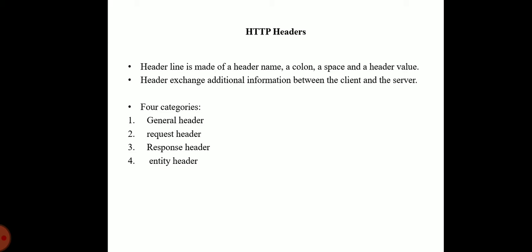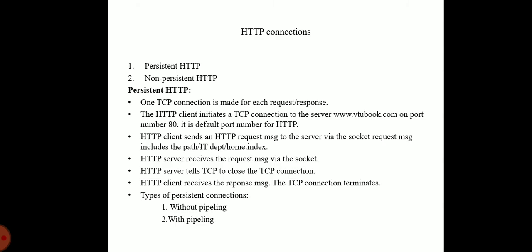The HTTP connections are of two types: persistent HTTP and non-persistent HTTP. In non-persistent HTTP connections, one TCP connection is made for each request and response. Suppose the page consists of a base HTML file and 10 JPEG images, and that all 11 of these objects reside on the same server. Suppose the URL for the base HTML file is www.vtubooks.com. The sequence of events: the HTTP client initiates a TCP connection to the server at port number 80. It is the default port number of HTTP.